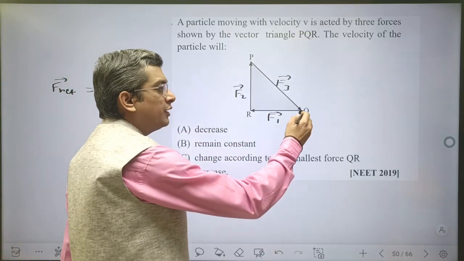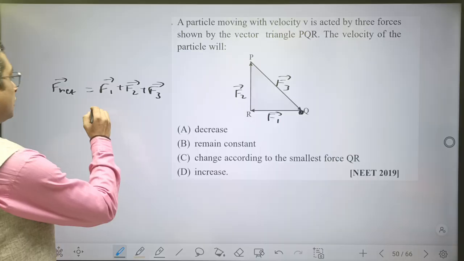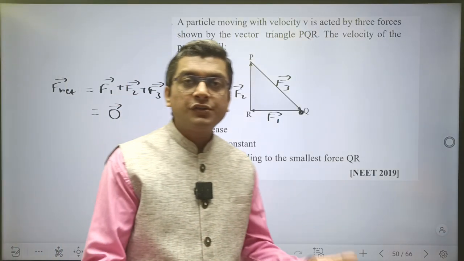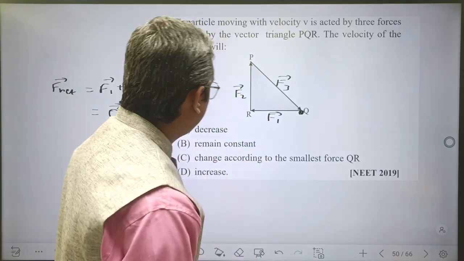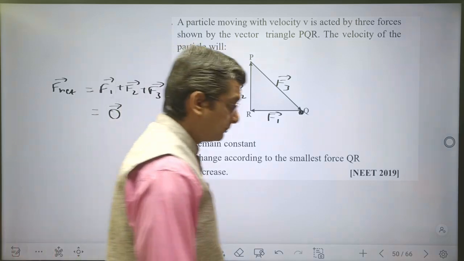Starting from point Q, you finally reach the same point again, so the net force will be given by the 0 vector. So zero force is acting on the object. As per the law of inertia, its velocity will remain unchanged, that is, constant. So this is a very tricky question, isn't it?